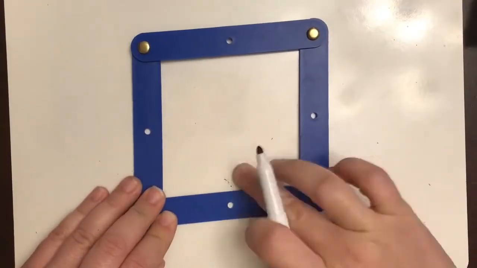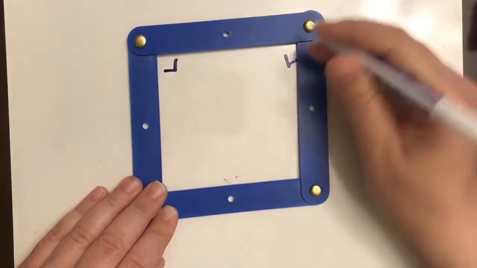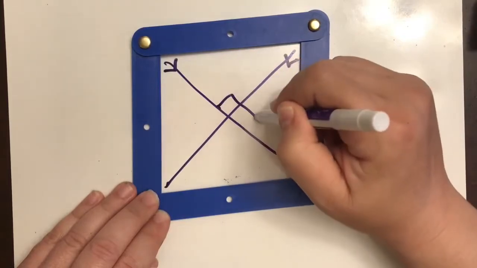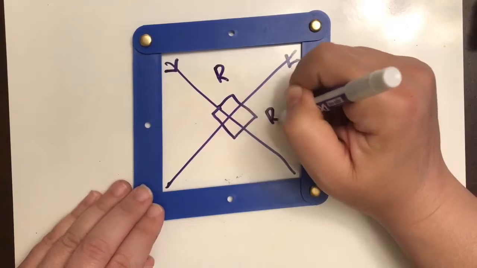So let's take a look at the square. So we have 90-degree angles. We also have perpendicular diagonals. So we have right triangles here.